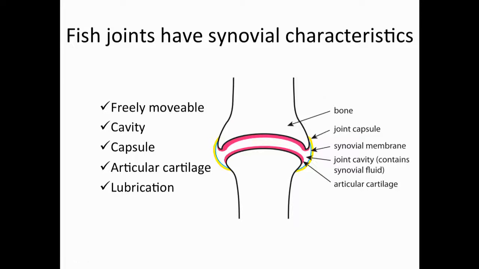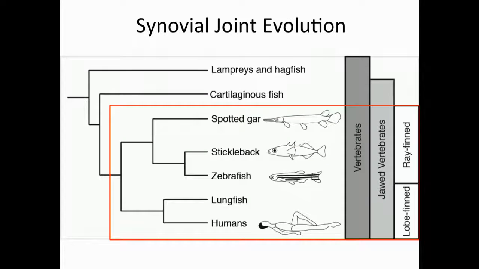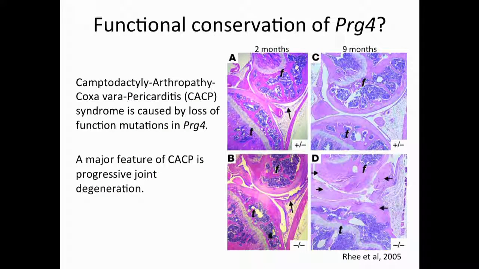So what I've shown you so far is that some fish joints have synovial characteristics. So they're freely movable, have cavities, and are enclosed by capsules, have articular cartilage that is lubricated. So this gives us strong molecular and histological evidence for synovial characteristics throughout ray-finned and lobe-finned fish. But we really wanted to see whether or not this PRG4 expression had a conserved function.